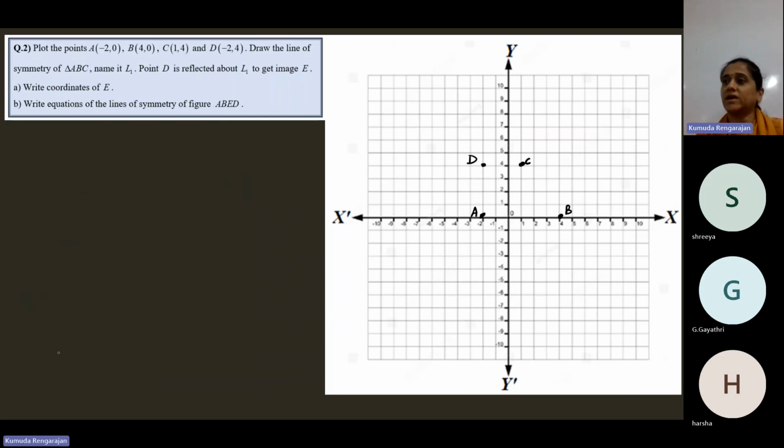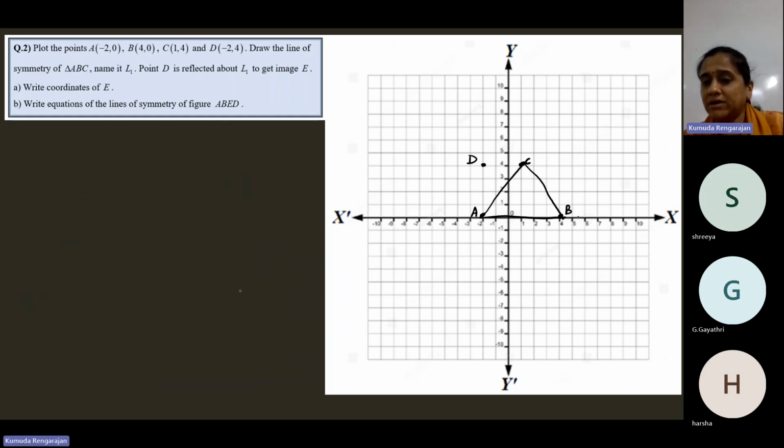Okay, we have plotted the points A, B, C, and D. Draw the line of symmetry for triangle ABC. So you just join the points A, B, and C to get the triangle ABC. A and B you don't have to join because the points A and B lie on the x-axis. But you have to join A to C and B to C to make the triangle ABC.